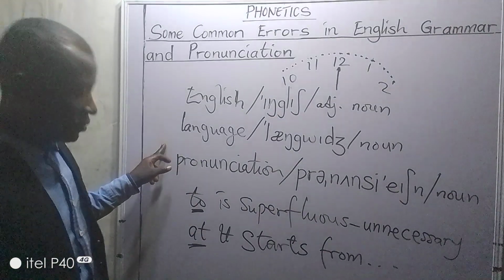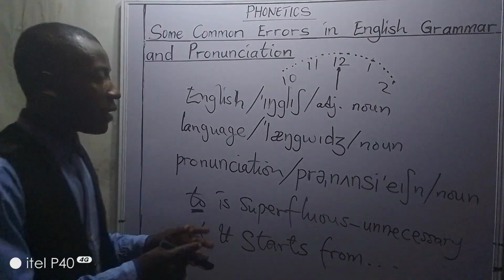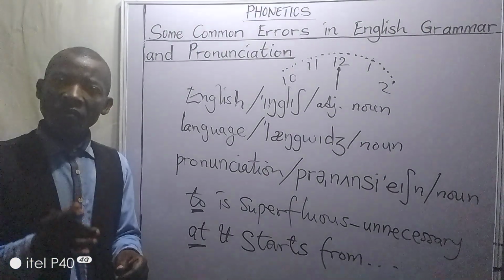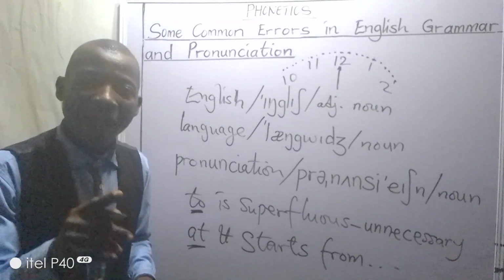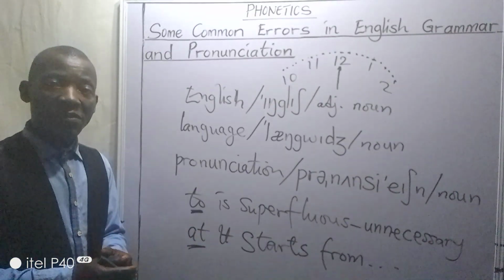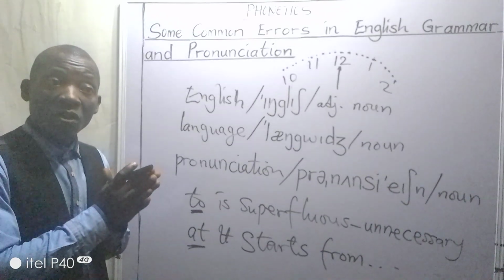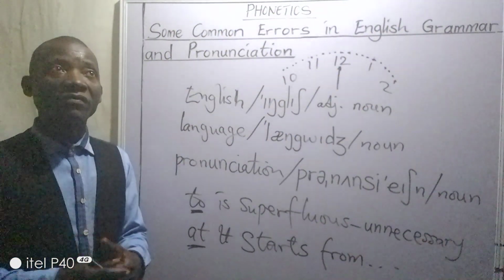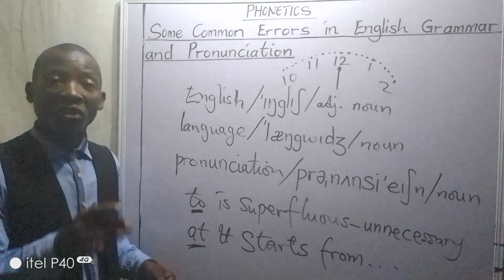Now we proceed. And the next one I'll tell you is each other and one another. Each other is for 2. One another is for 3 and above. Each other is for 2. One another is for 3 and above.